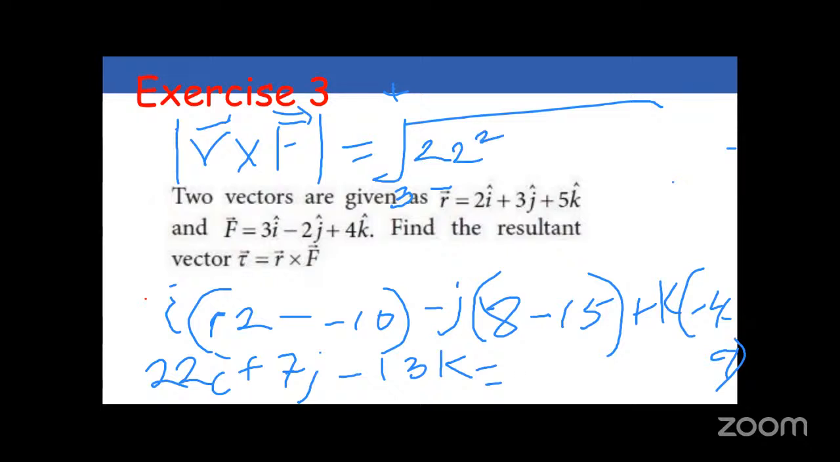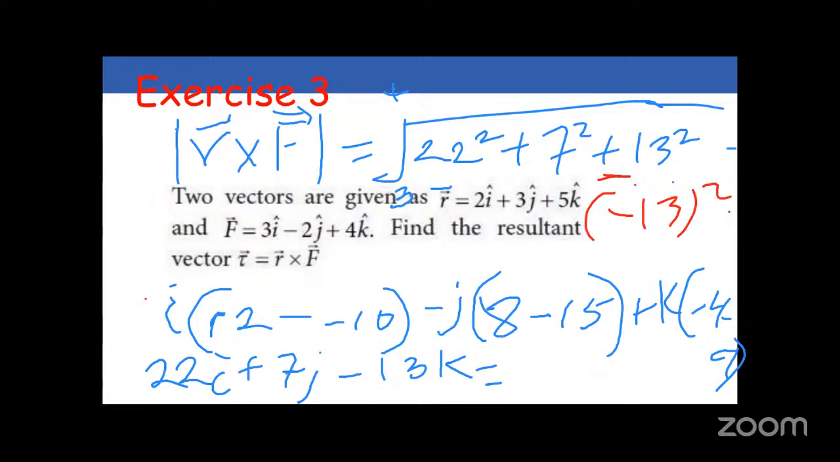22 square plus 7 square plus 13 square. Now you may be asking, but we have minus 13k. Why do we have plus 13 square? Now, because minus square is a plus. So even if I insert a minus here, the square will affect this minus. So it will be minus 13 all squared.